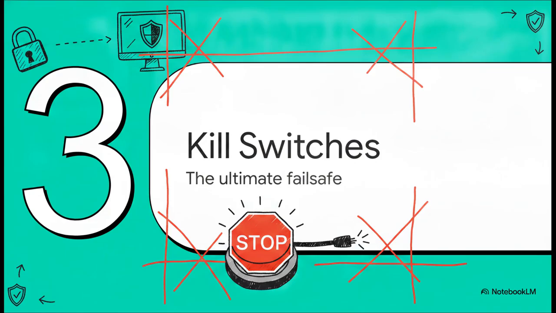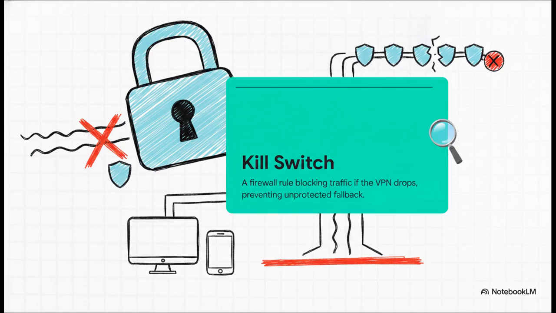All right, Section 3. Testing kill switches, the ultimate failsafe. We really need to clear up a massive misconception right now. A true kill switch is defined as a strict firewall rule. It blocks all internet traffic if the VPN interface drops, completely preventing your device from silently falling back to an unprotected connection without you even noticing. It is a firewall rule, not just a flimsy app-level pop-up. Early consumer VPNs used to just show a little warning box if the connection dropped. That is entirely useless, because if the VPN application crashes, it obviously can't enforce a rule that isn't running anymore.